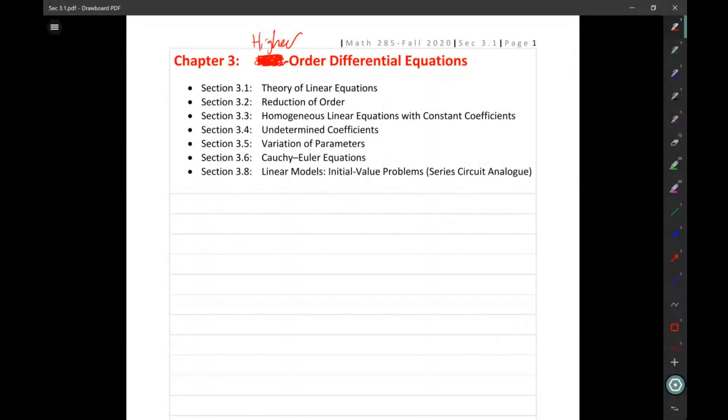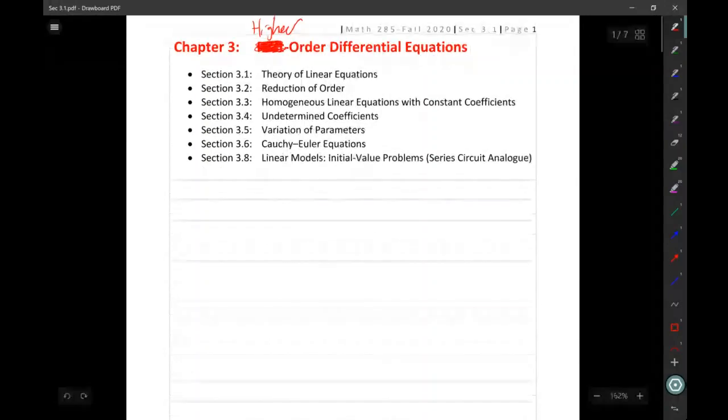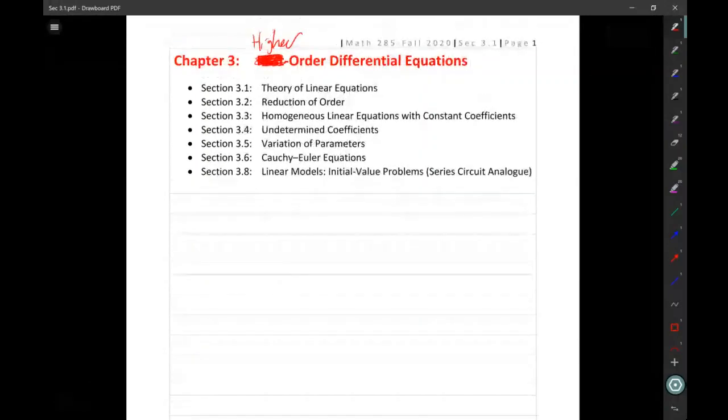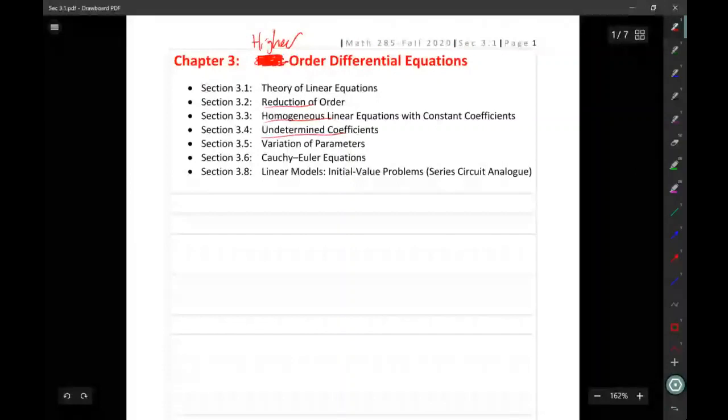Before we study these types of differential equations, we will study in this section, of course, we will have different equations: reduction formula, homogeneous, undetermined coefficient method, variation of parameters, Cauchy equation. And we will have also linear models. But in this chapter, we will study some concepts, theorems, and some important notions that we are going to use in this chapter, inshallah.